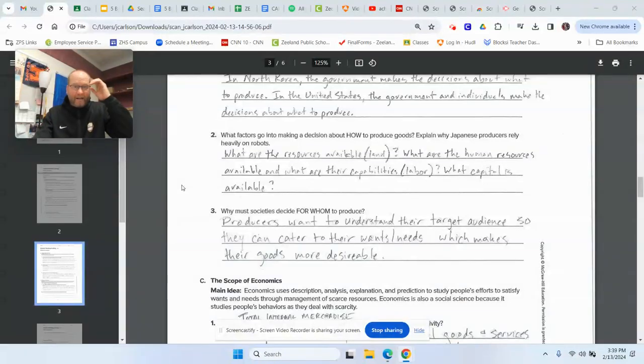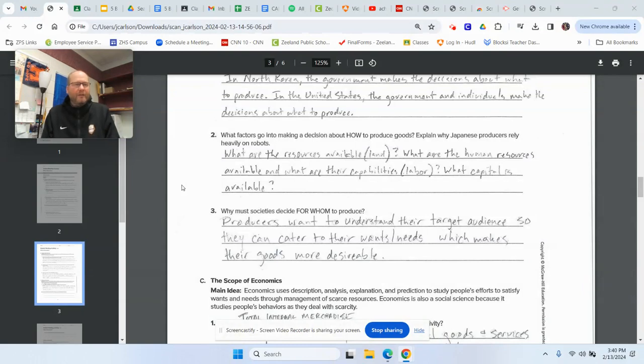Number 2, what factors go into making a decision about how to produce goods? Explain why Japanese producers rely heavily on robots. Well, what are the reasons? What are the resources available in terms of land? That's one of the things they have to consider. Then, what are the human resources available? And what are the capabilities of that labor?